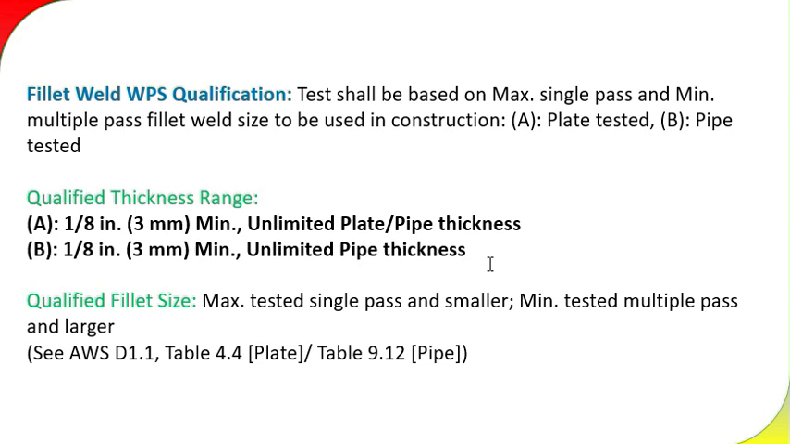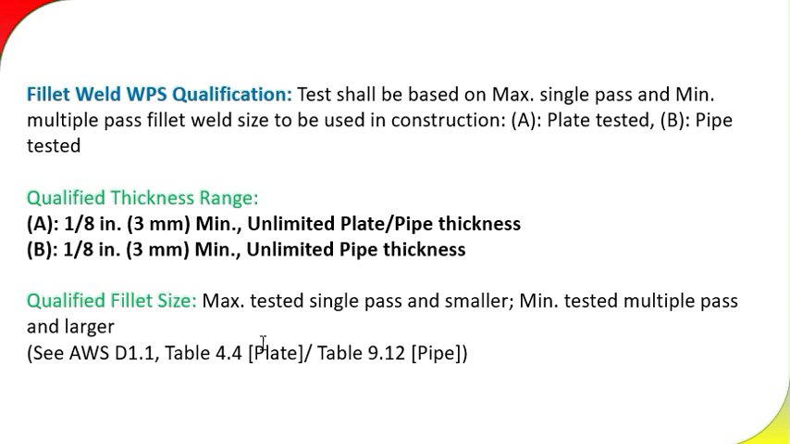If it is the minimum tested, maybe there is a 2 mm fillet weld, but it is multiple pass, maybe 3 or 4 passes. So the minimum tested means 2 mm and larger, up to whatever size you have to do your fillet welding. If it is 10 mm, then 2 mm to 10 mm. This will be the fillet weld size.